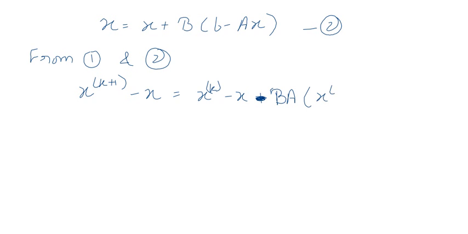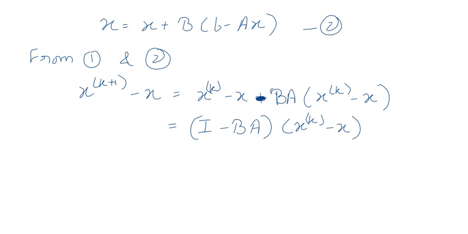times xk minus x. If you go back and check it carefully, this is equals to, if I write, I minus ba times xk minus x. Now if you keep on applying this successive, recursive relation, then you will get this is equals to I minus BA to the power k plus 1 times x of 0 minus x.